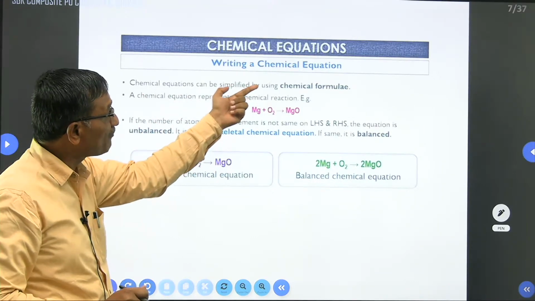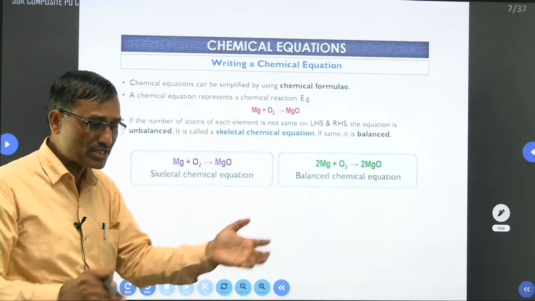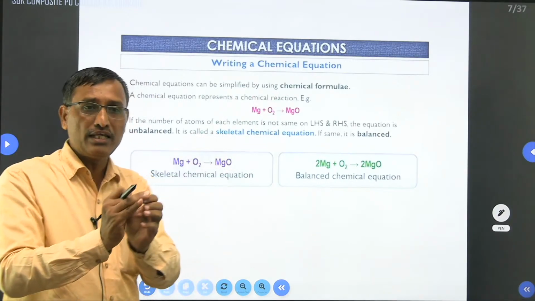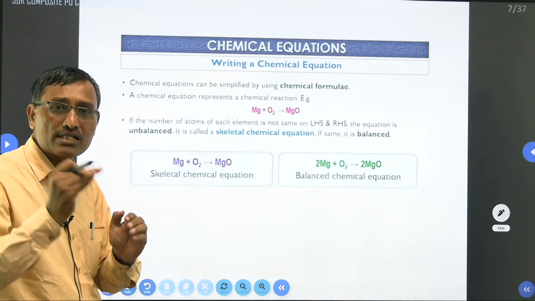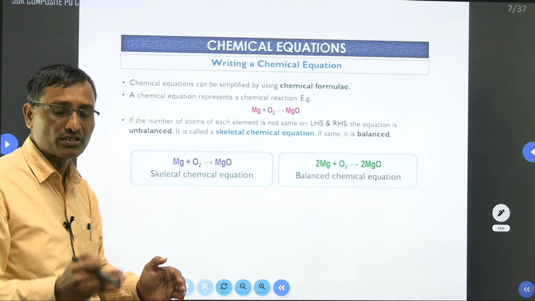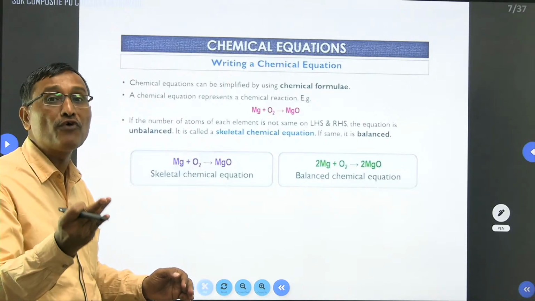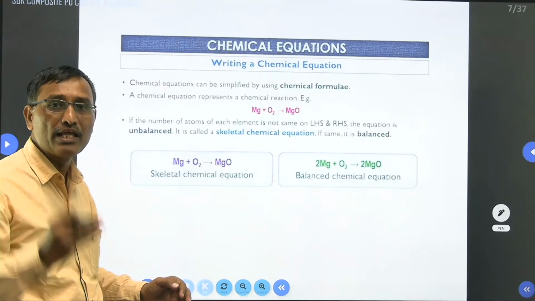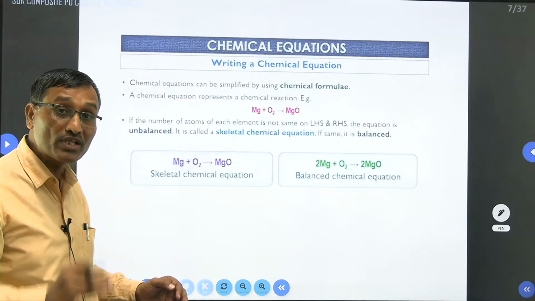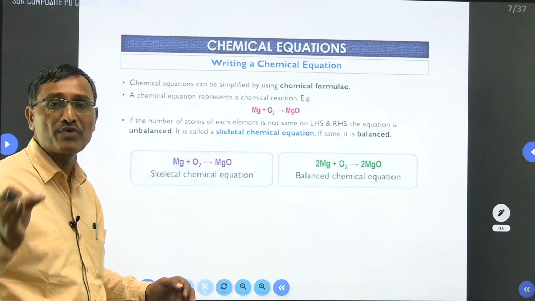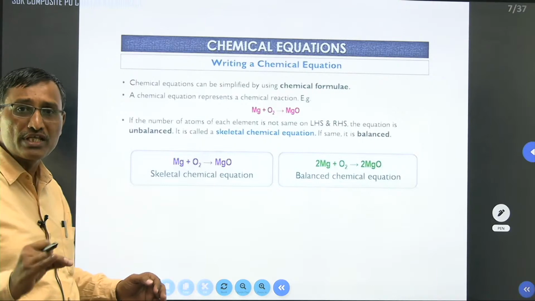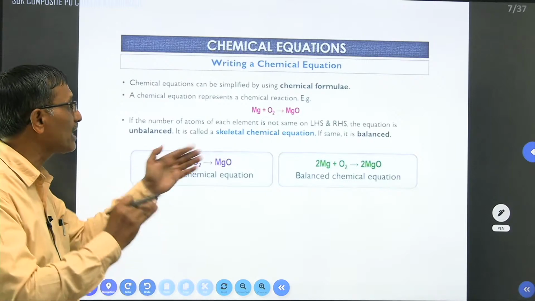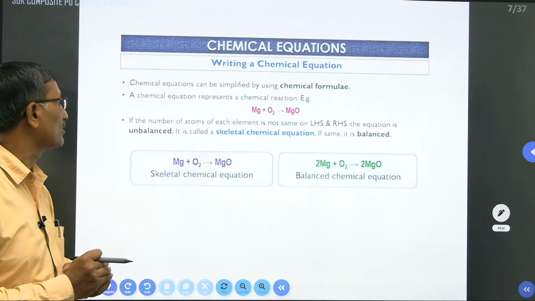So a chemical equation can be simplified by using chemical formulas. Chemical formula means it may be the symbol of an element if it is an element, or the formula of the chemical substance that is involved in that reaction. We are using either a symbol or a formula of the substances involved in the chemical reaction. That is why it is known as a shorthand representation of a chemical reaction by using symbols and formulas of the chemical substances involved, known as a chemical equation.